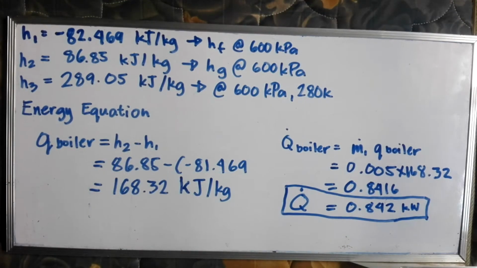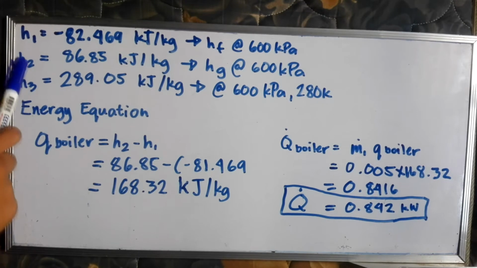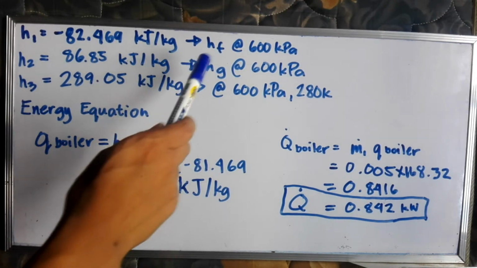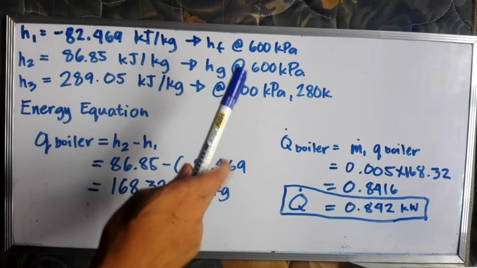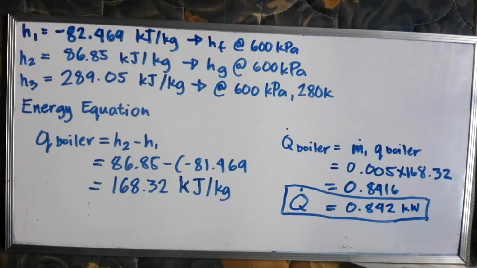Okay, we get the enthalpy of states 1, 2 and 3 from the thermodynamics table. The enthalpy at state 1 will be negative 82.469 kilojoules per kilogram. That is the enthalpy of saturated liquid at 600 kPa. The enthalpy at state 2 will be 86.85 kilojoules per kilogram. That is obtained from the enthalpy of saturated vapor at 600 kPa.